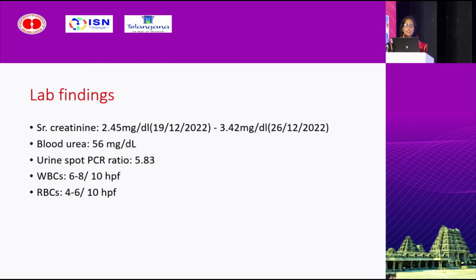The lab findings: serum creatinine had a steady rise from 2.45 milligram per deciliter to 3.42. Blood urea was 56. Urine spot protein creatinine ratio was also raised to 5.83. And the urine sediment was active.